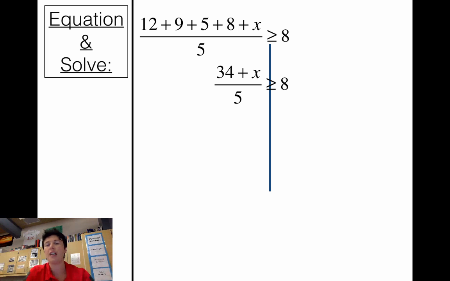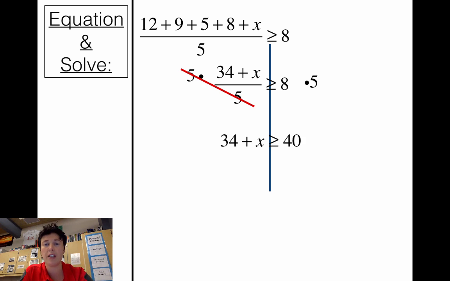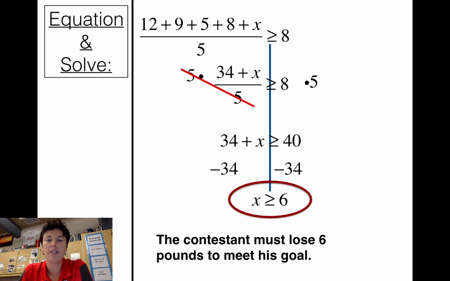So with it being a big fraction, we better get rid of that 5 and multiply it to the other side. Multiplying the 5 to the other side makes 8 times 5, which is 40. So 34 plus x is greater than or equal to 40. Much easier now. Subtract the 34 from both sides, and we're going to have an answer of x is greater than or equal to 6. There's our final answer. Which means the contestant must lose at least 6 pounds to meet his goal of an average of 8 or more. So the contestant must lose 6 pounds to meet his goal.